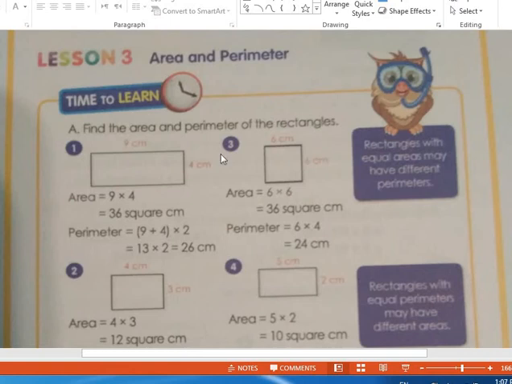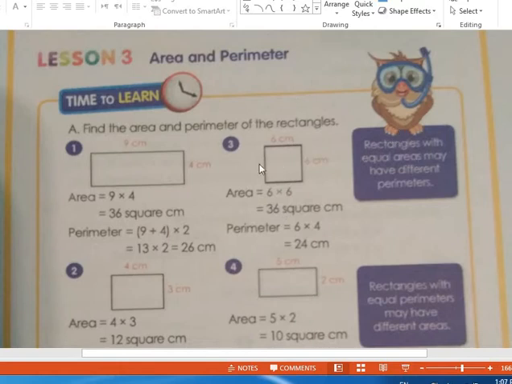Today we are going to have a lesson on area and perimeter: applications of area and perimeter. As we have covered lesson 1 and lesson 2, the area, then the perimeter, today we are going to have some problems on area and perimeter.